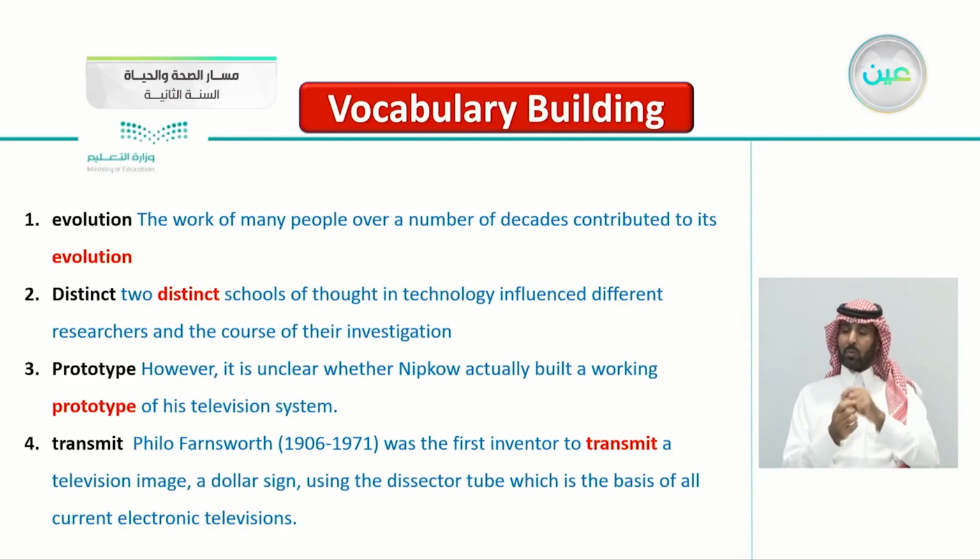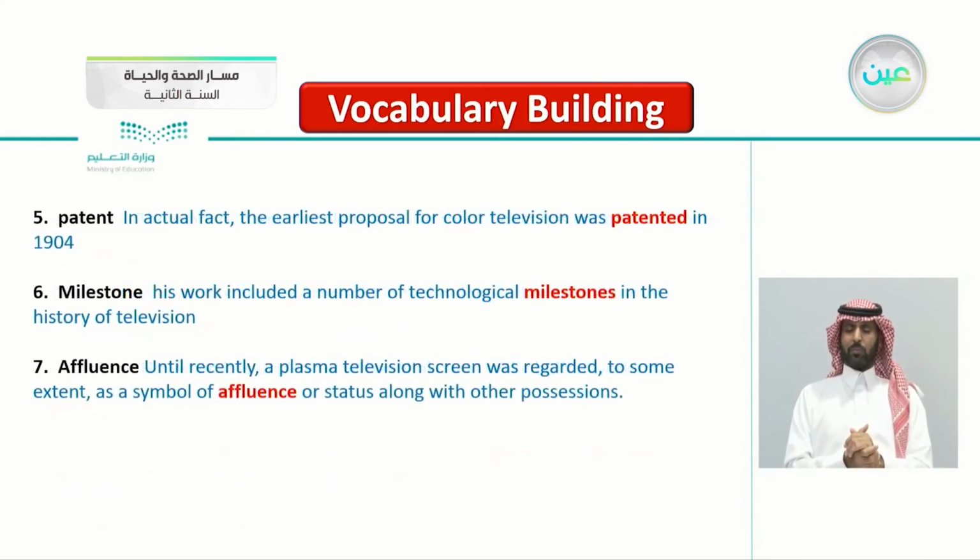Transmit, if you remember, meaning to send something. Philo Farnsworth, 1906 to 1971, was the first inventor to transmit a television image using the dissector tube, which is the basis of all current electronic television. Of course, we'll be reading about him later in the reading lesson. The word patent: in actual fact, the earliest proposal for color television was patented in 1904.